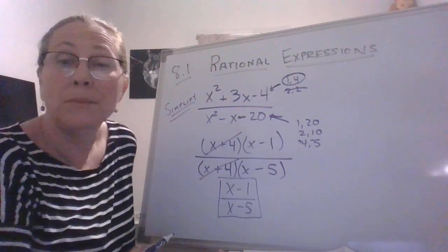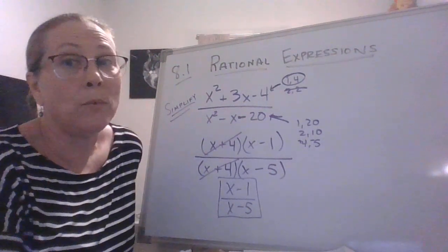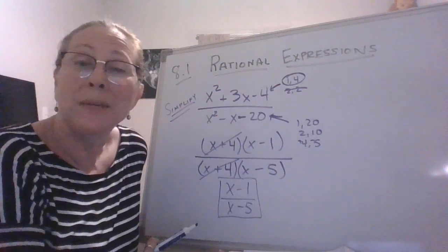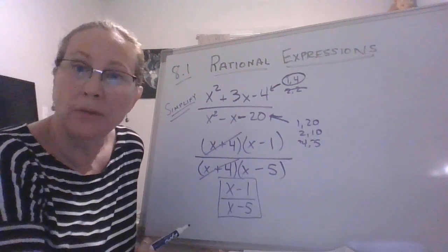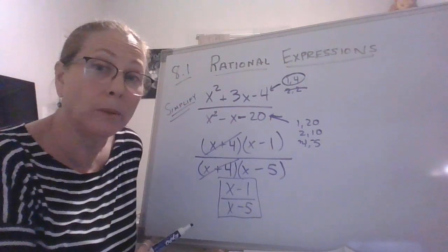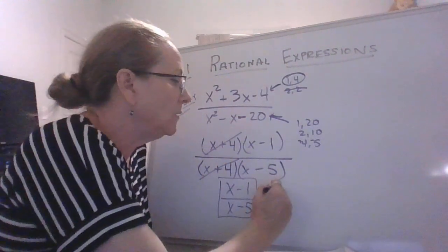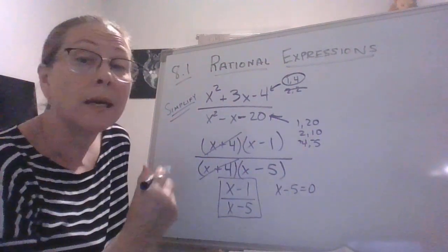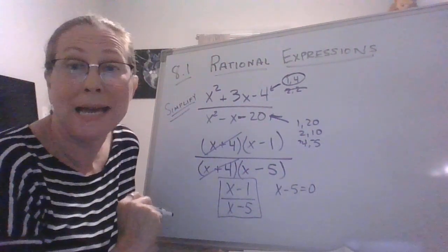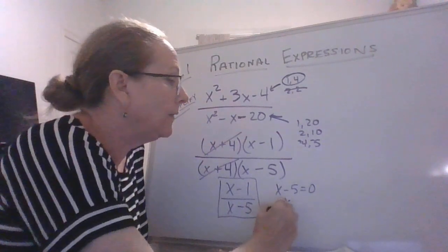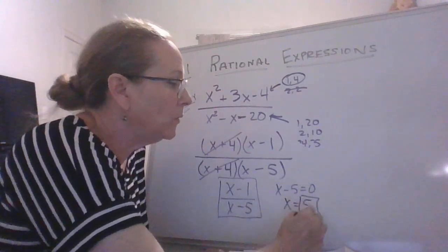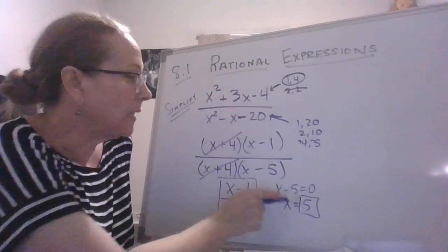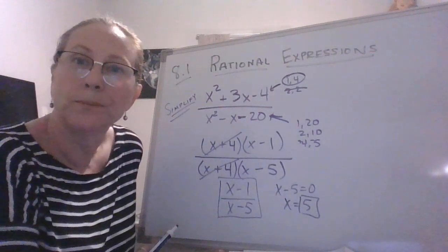Now, sometimes, not in every problem, you may just be asked to simplify it. Sometimes you will be asked, when is this expression undefined? So we're going back to our previous problem. When is x minus 5 equal to 0? You just take that denominator and set it equal to 0. If you're asked when it is undefined, then x equals 5, that would be where it is undefined. So this is your answer, and it's undefined for 5.